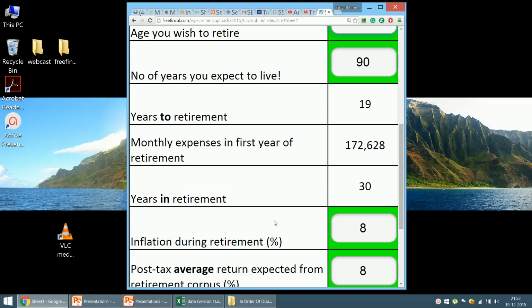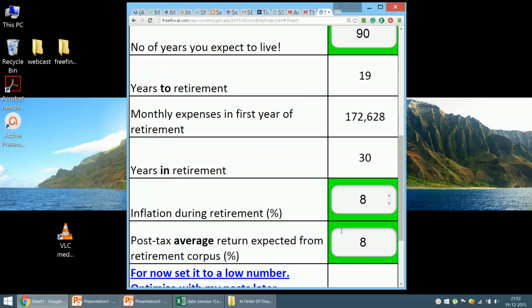Inflation during retirement, I suggest use 8%. Some people claim that India will become a developed country and inflation will reduce and so on. Please do not believe that. That's just a pipe dream. Inflation in our country is going to be pretty high for a long time. So I suggest that you use 8%, at least 8%.